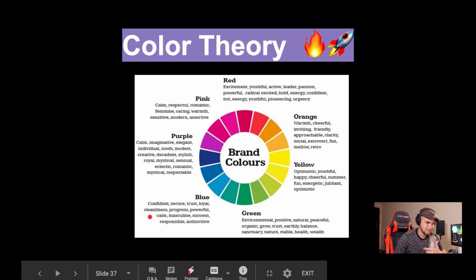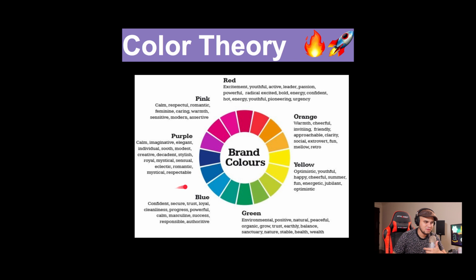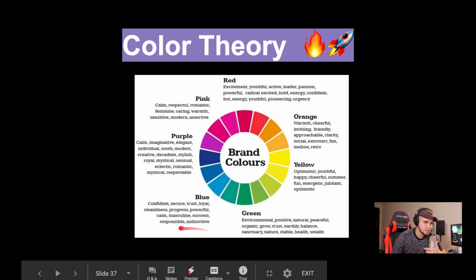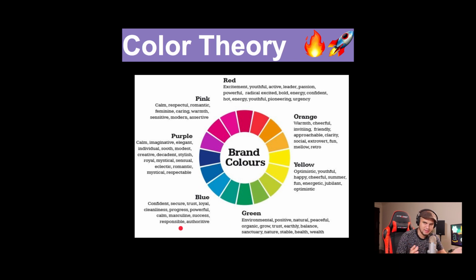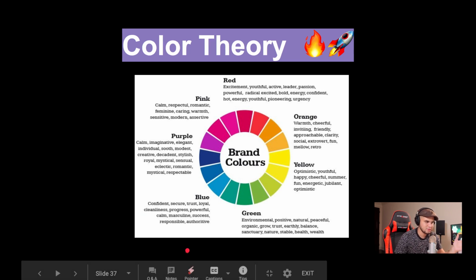Loyal, cleanliness, progress, powerful, calm, masculine, success, responsible, authoritative. Blue is an example of all of this. And literally, guys, it's not random. Facebook didn't choose blue randomly. These guys know color psychology. So whenever you're doing web development, web design, or front-end design, think about the psychology of the colors. That's going to take you to the next level in how people respond to your specific apps.